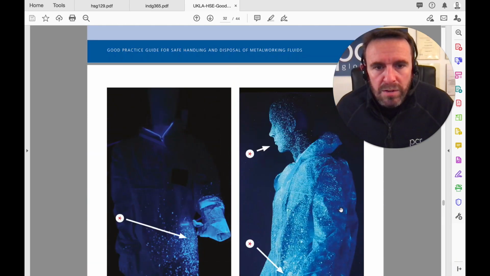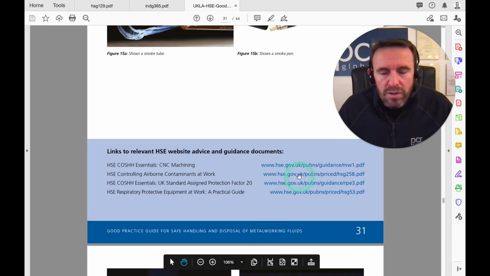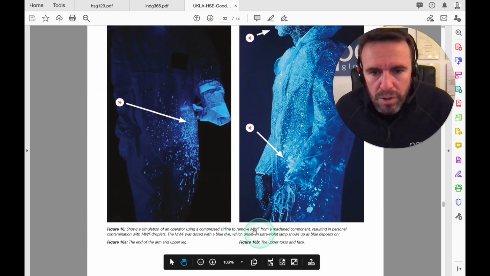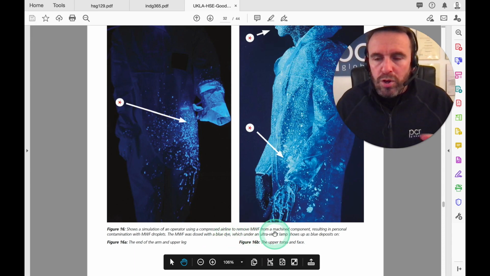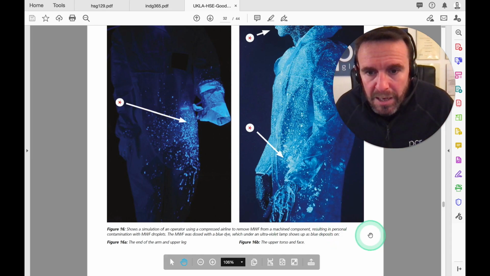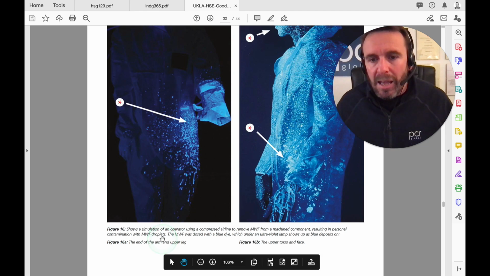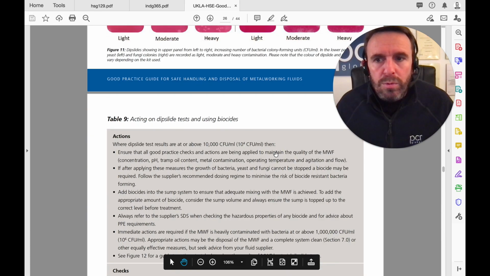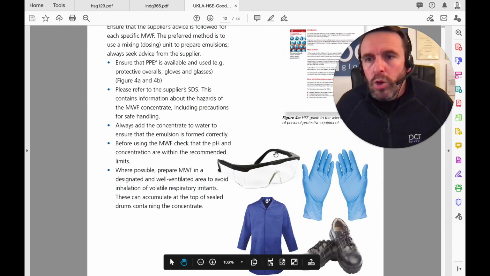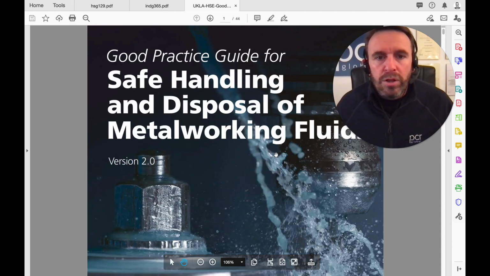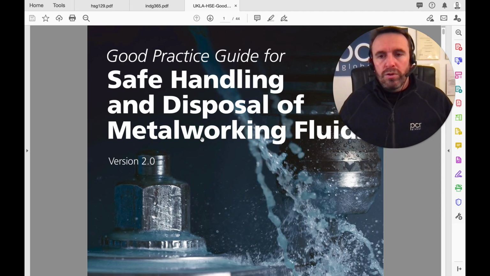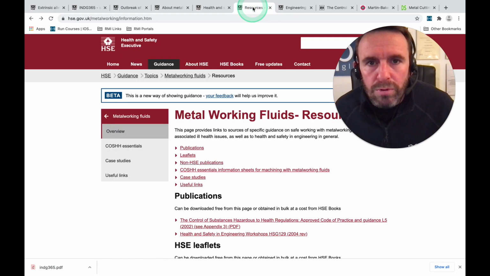What I want to get to is this. So this is the use of airlines, compressed airline. So as you can see, if you're removing metalworking fluids from a machined component, if a component's attached internally and you're just going to blow it off to clean it, to have a good look at it, then this does result in personal contamination, as can be seen there. So 3 good documents there: the UK Lubricants Association document, which is very good, worth looking at, INDG 365 and HSG 129.